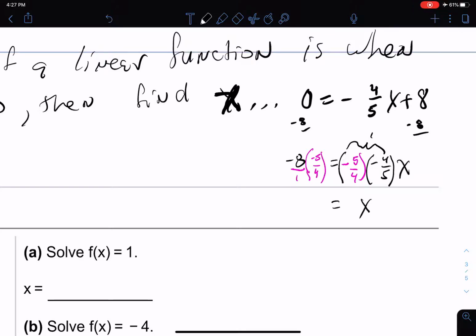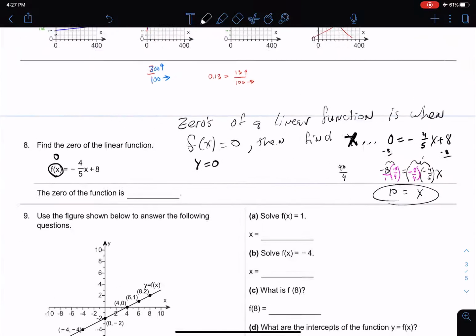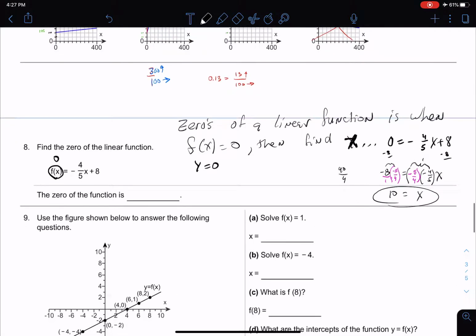And over here we multiply. We could also reduce, but you could just multiply the numerator, negative 8 times negative 5, which gives you 40. And on the bottom is divided by 4. 40 divided by 4 is 10. So on this particular problem, when they asked for the zero of the function, it is 10.